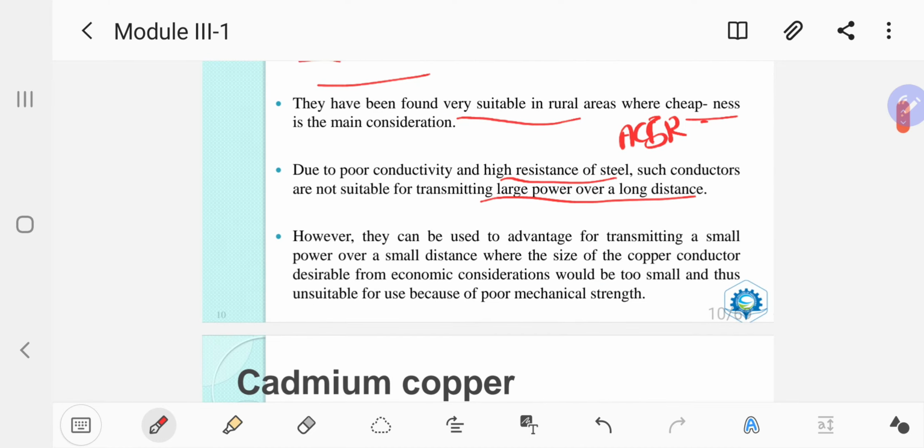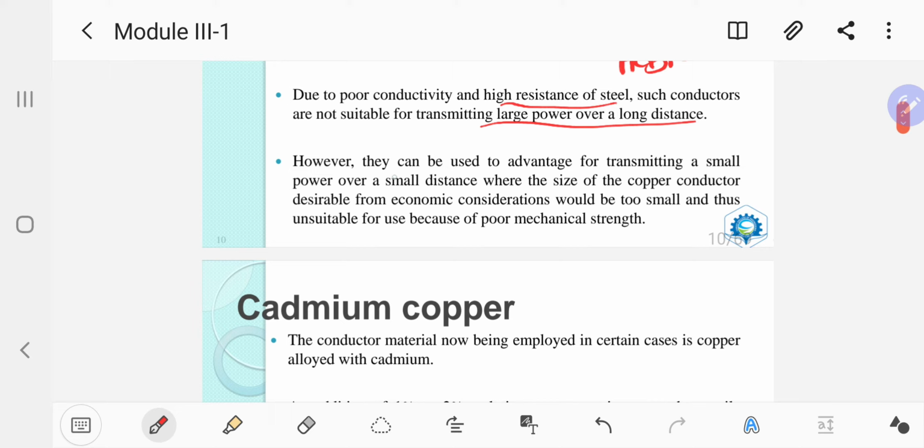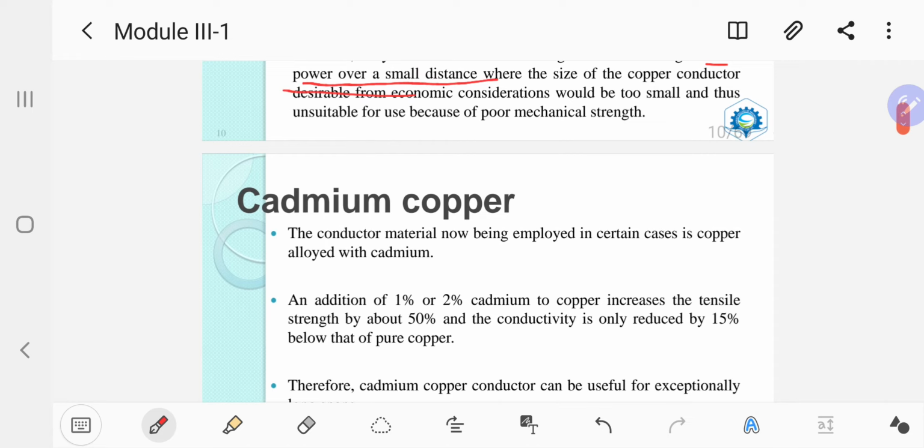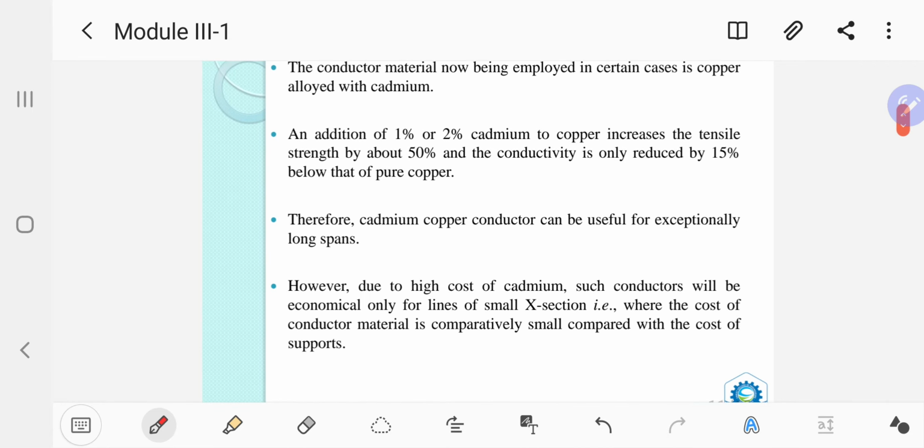However, they can be used to advantage for transmitting a small power over a small distance, where the size of the copper conductor, desirable from the economic conditions, would be too small and thus unsuitable for use because of poor mechanical strength. So because of the mechanical strength, for all these reasons, small power over a small distance can be handled with the help of galvanized steel.